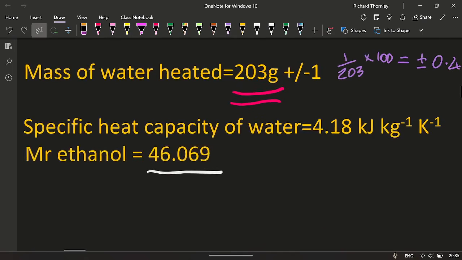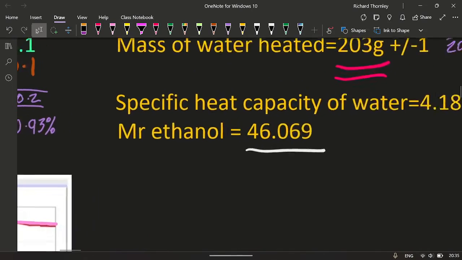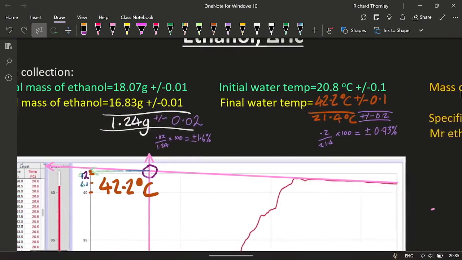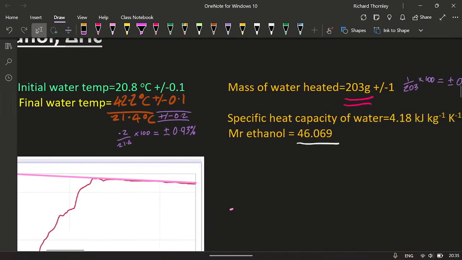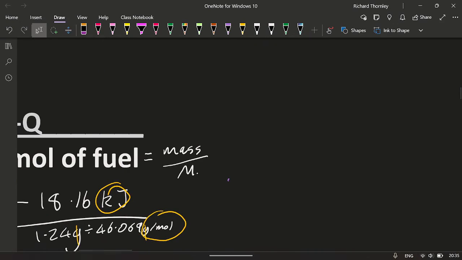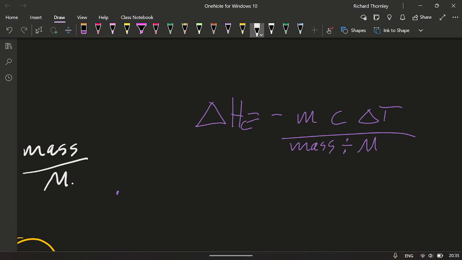Specific heat capacity of water, I don't know what the uncertainty is there, so I'm not going to worry about that. And the molar mass of ethanol, again, comes with no uncertainties. So my uncertainties are due to the mass of the ethanol, the temperature change, and the mass of the water. So combining those two equations, I'm going to get a delta H equals minus mc delta T over the mass of fuel divided by the molar mass of fuel. Let's see what those uncertainties were.